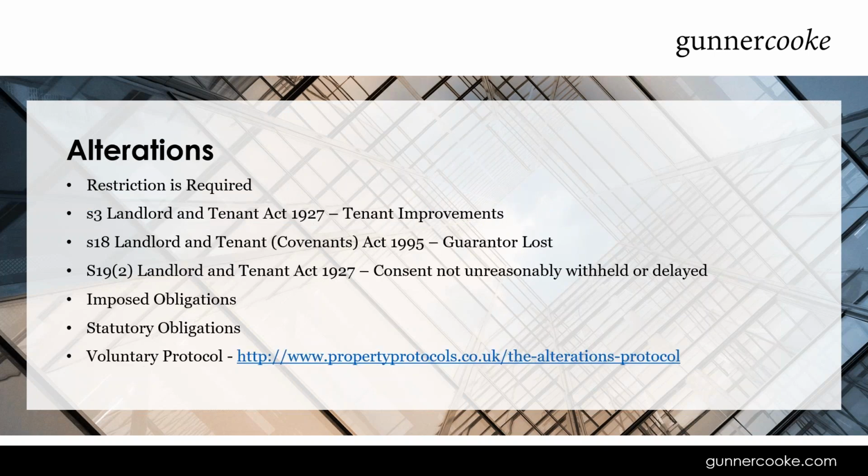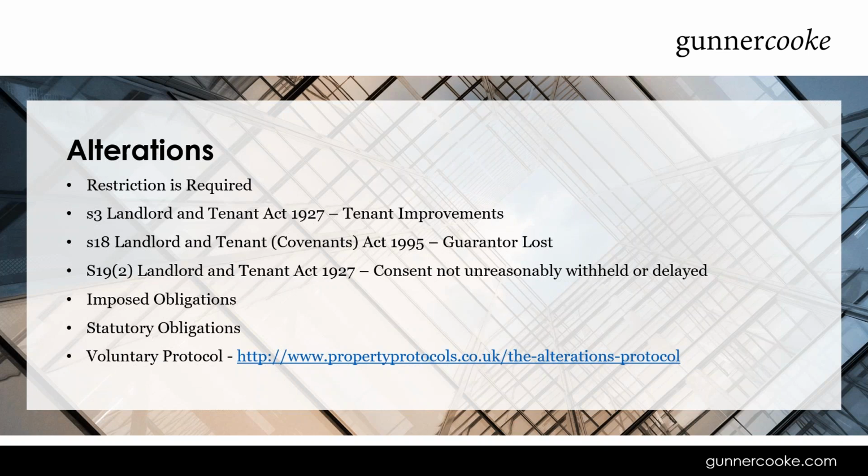In terms of alterations then, you'll find that there's a number of the points repeated here. You've got a restriction is required, again. If not, then they can do what they want. Bear in mind you've got Section 3 of the Landlord and Tenant Act 1927, which does allow tenants to make improvements to the premises, even where they are not allowed to under the terms of the lease. But in order to do that, they must go through the notice procedure. They cannot retrospectively claim under that act.